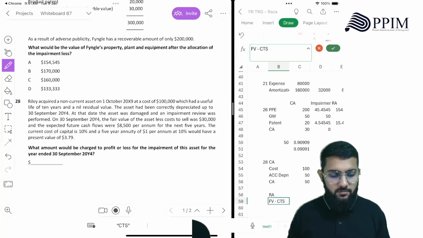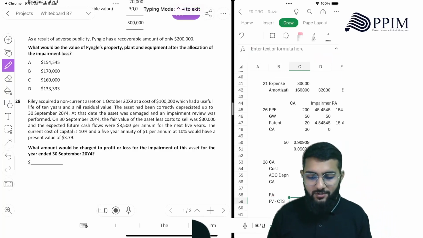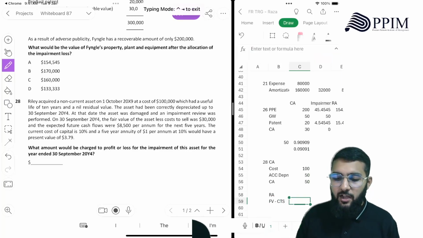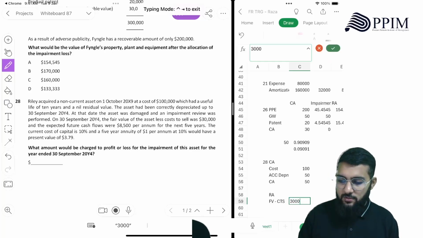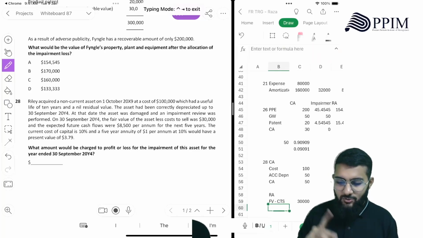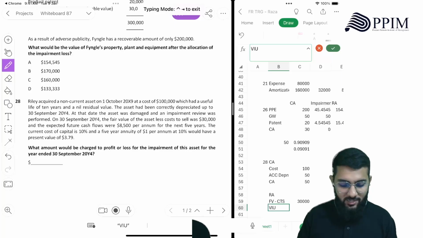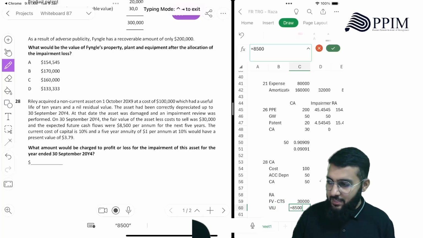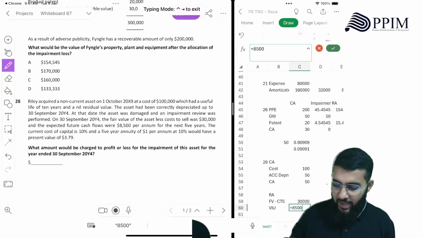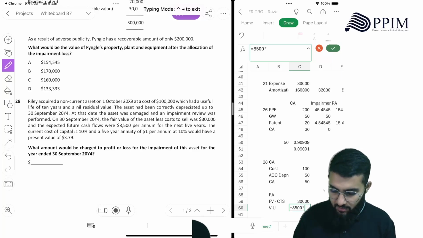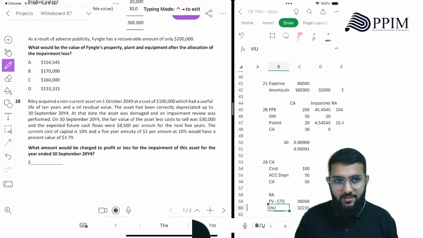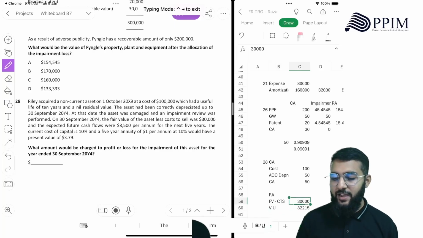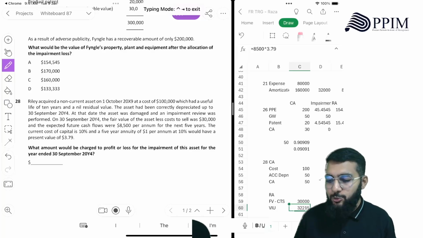Okay, so we'll look at how that works. The fair value less cost to sell, how much is that? 30,000. Value in use is going to be the present value of future usage. So that's going to be 8,500 into the annuity factor. How much is that? 3.79. Right, value in use 32. So what's the higher of both? The higher of both is value in use, 32,215.